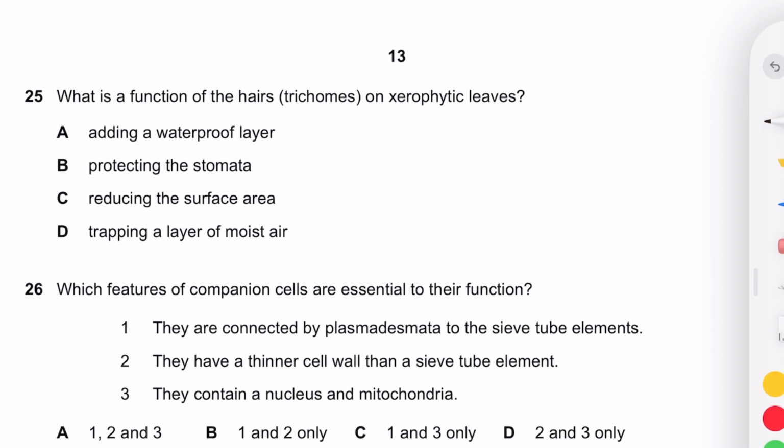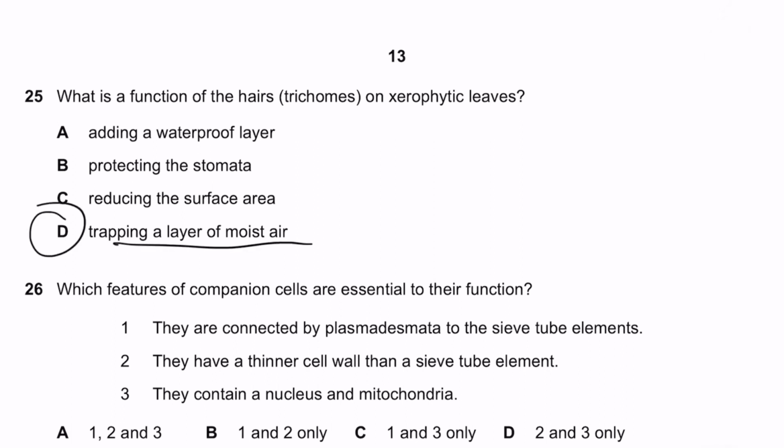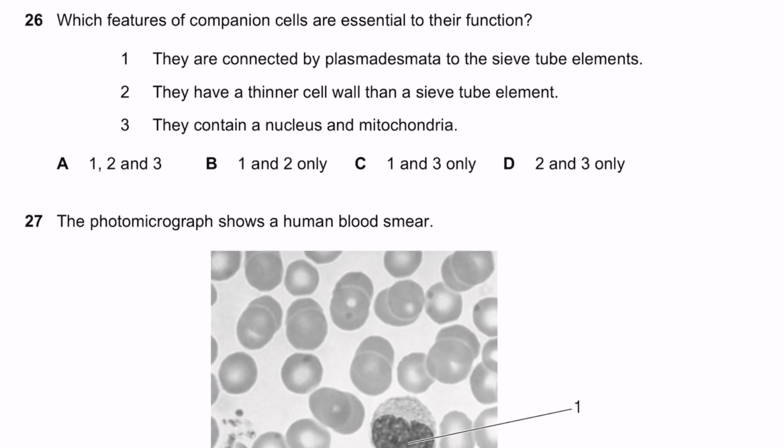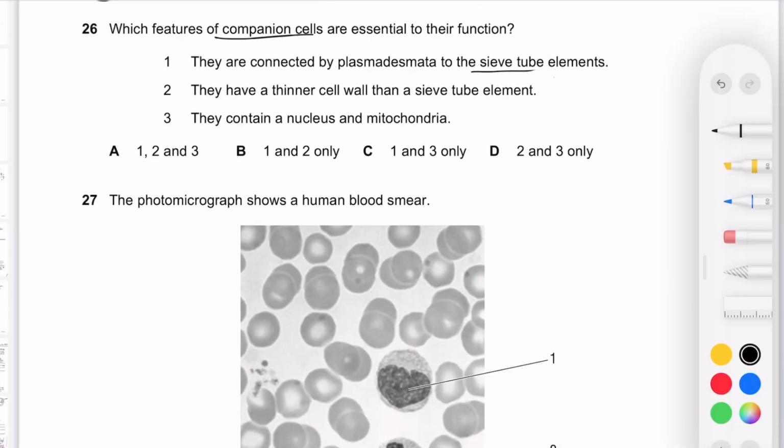What is the function of hairs, trichomes, on xerophytic leaves? Adding a waterproof layer? No. Protecting the stomata? No. Reducing the surface area? No. Trapping a layer of moist air? Exactly. That is to reduce the water potential gradient of water vapor, and hence reduce the rate of diffusion of water vapor out of the leaves, and hence reduce the rate of transpiration. So saving water, preventing water loss and preventing wilting.